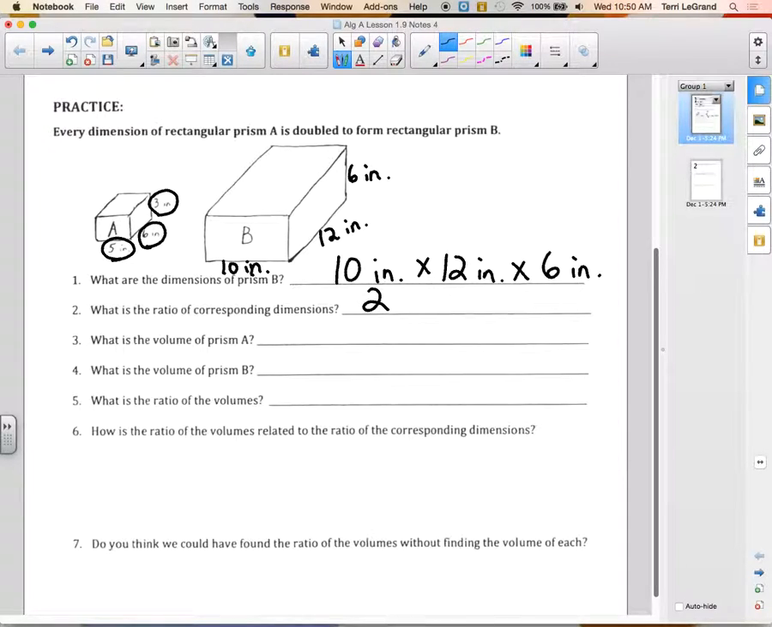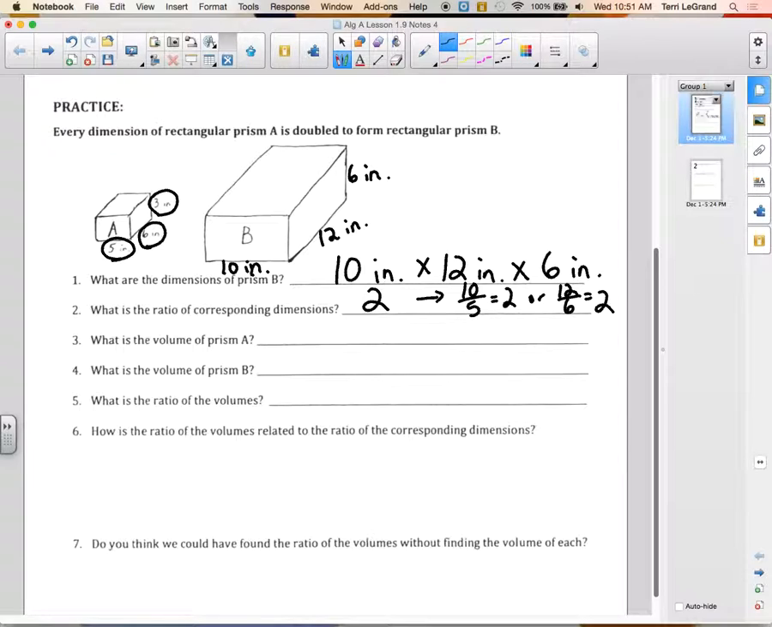Everything was doubled. And to prove that, we could say, well, if you put the new side 10 over the old side 5, what do you get? 2. That equals 2. Or maybe you want to do the 12 over the 6. What's that? 2. Would that work for the third dimension? Yeah, it's going to work every time. The ratio of corresponding dimensions will be the same as the scale factor.